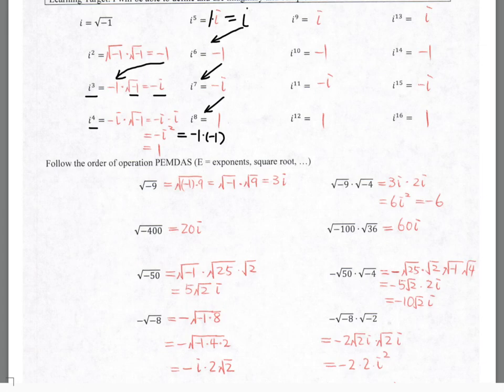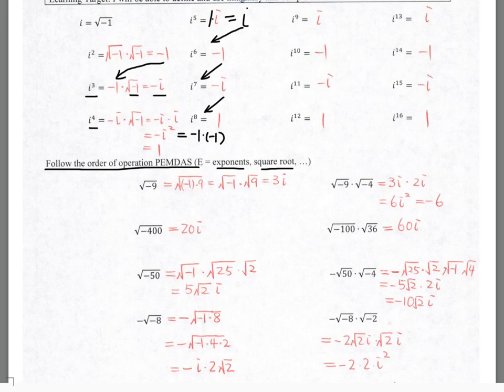Now we're going to put that into some examples. And again, I would like to remind you, we have to follow the order of operations, PEMDAS, meaning you have to carry out the exponent, and square root is the same as exponent. So if you see a square root, it will have to be carried out first. So example number 1, the square root of -9.